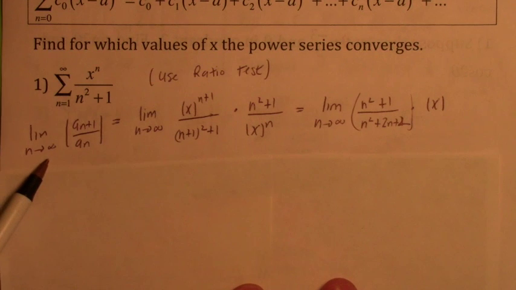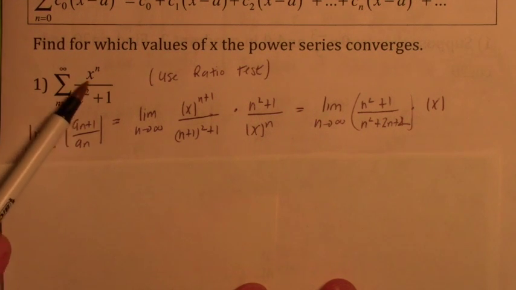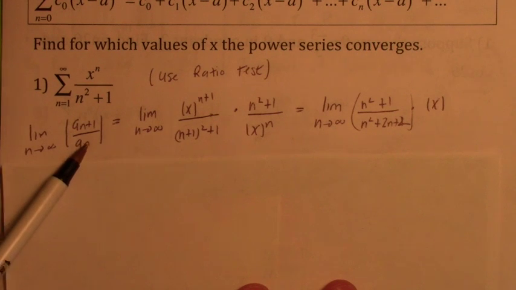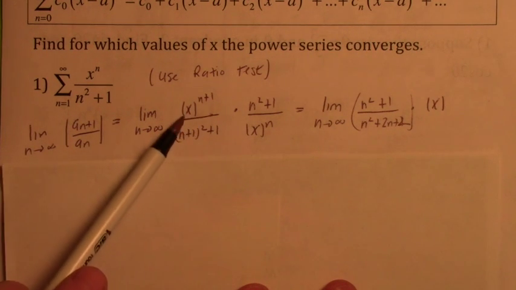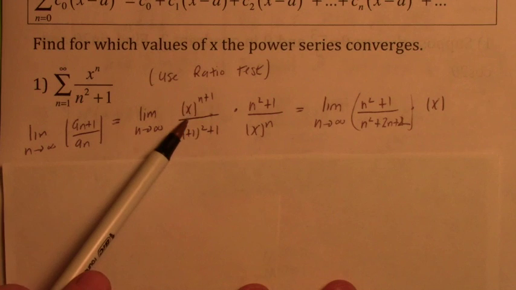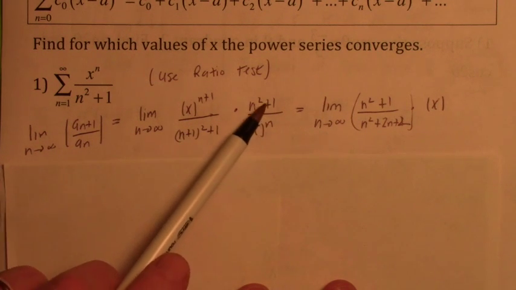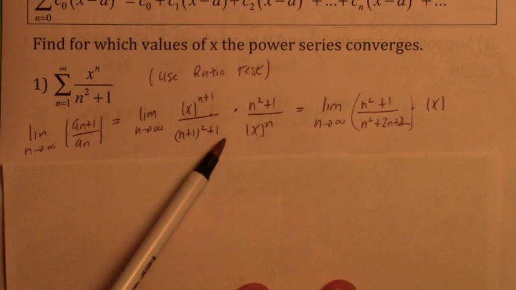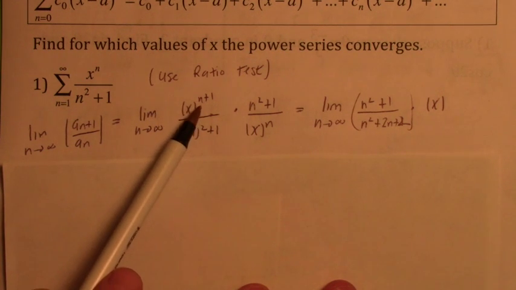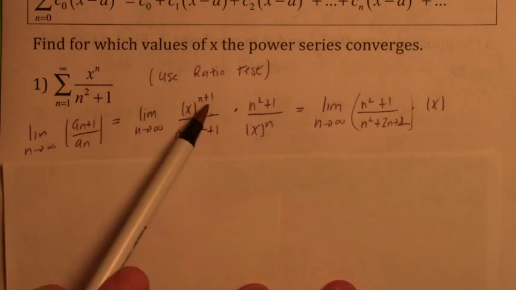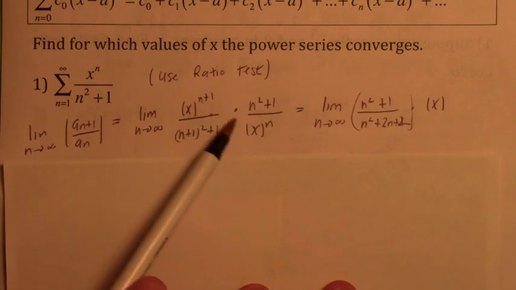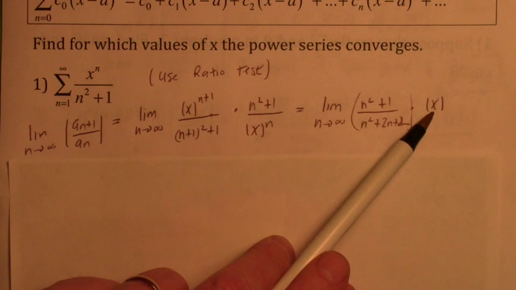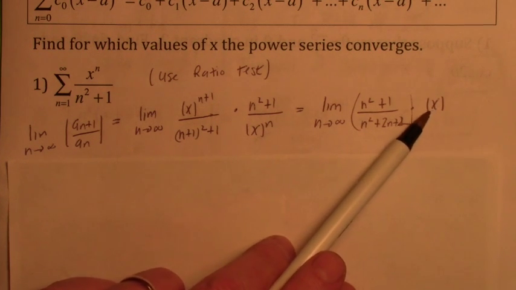You take the limit as n goes to infinity of the absolute value of a sub n plus 1 over a sub n. In this case, this right here is the absolute value of a sub n plus 1. This is actually the reciprocal of the absolute value of a sub n. So what you do now is you see this absolute value of x to the n plus 1, absolute value of x to the n. You're always going to be able to do this. You're always going to be able to cancel all of them except for one more power. You're always going to have an absolute value of x or x minus a on the top.